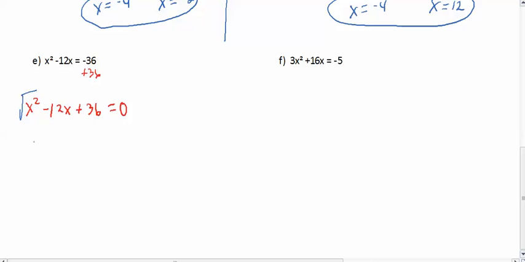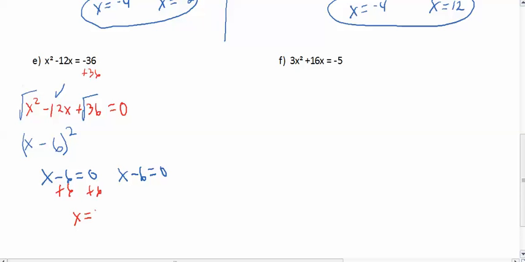Is it a perfect square trinomial? Well, the square root of the first x squared is x. The square root of 36 is 6. Okay, then I'm going to test 6 times x is 6x. 6 times 2 is 12. It's a perfect square trinomial. Put your negative there, your parentheses, square it. Now I can rewrite it as x minus 6 is equal to 0 and x minus 6 is equal to 0. And then you're going to add 6, add 6. So I have x is equal to 6.